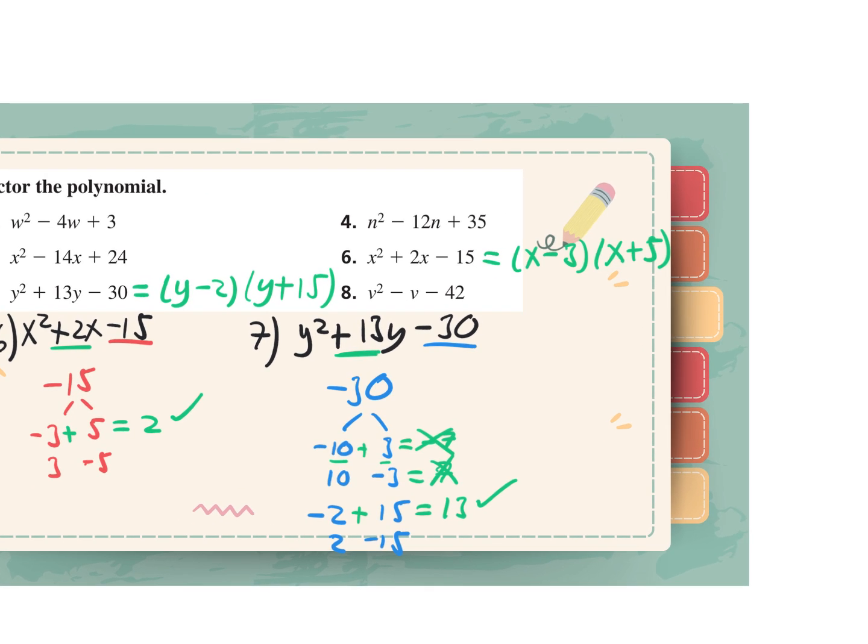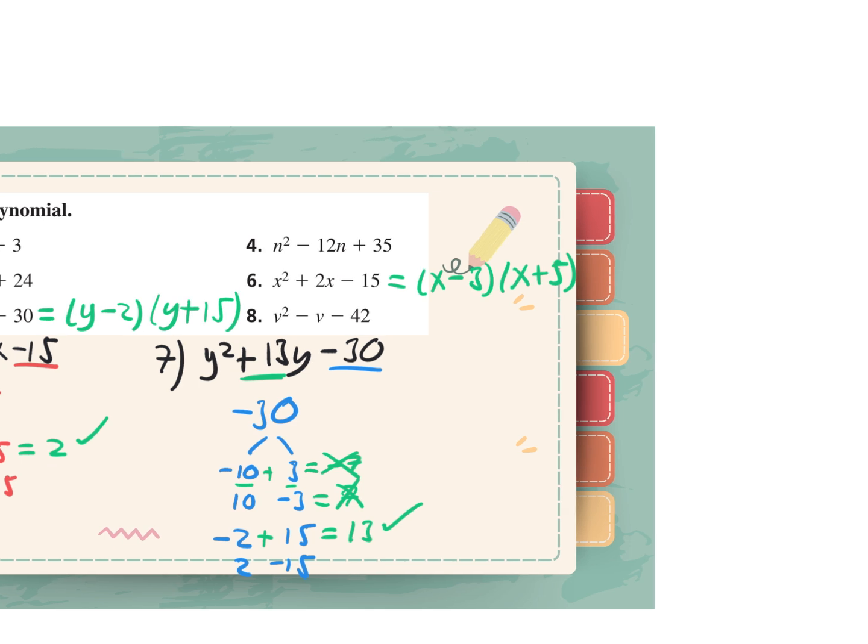All right. And now lastly, we're going to do the last one, number 8, which is v squared minus v minus 42. Our last term c is negative 42, a negative number, so I can expect that one's going to be negative, one's going to be positive. And they want them to add to negative 1, right? Keep in mind, if you don't see a coefficient, assume it's 1.